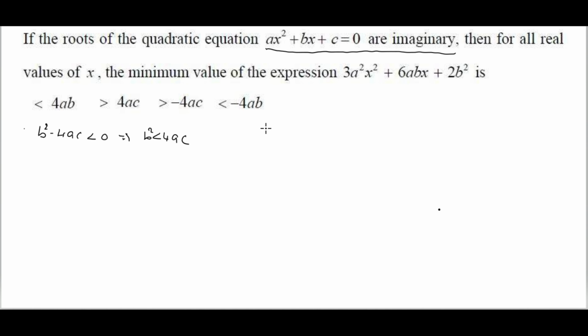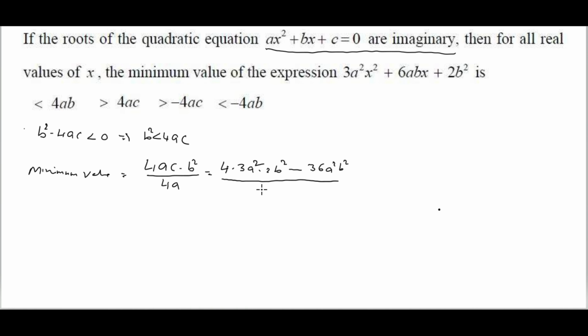And the minimum value of the given expression is equal to (4ac minus b square) by 4a. That is equal to 4 into a value, that is 3a square, 4 into 3a square, c value 2b square, minus b square. b is 6ab, b square means 36 a square b square, by 4a.